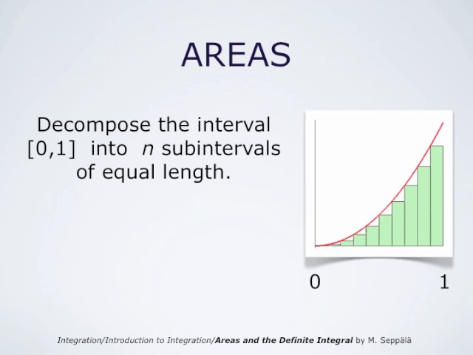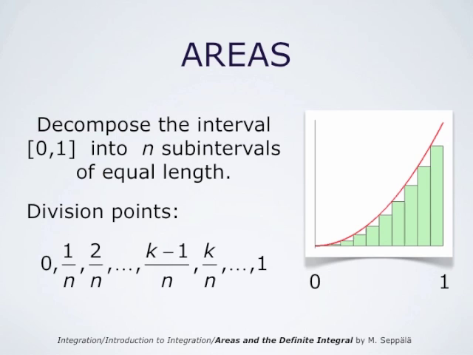To make this more precise, let us first observe that when we decompose the interval from 0 to 1 into n subintervals of equal length, then each such subinterval has the length 1 over n, because the length of the interval from 0 to 1 is 1, and we have n subintervals of equal length.